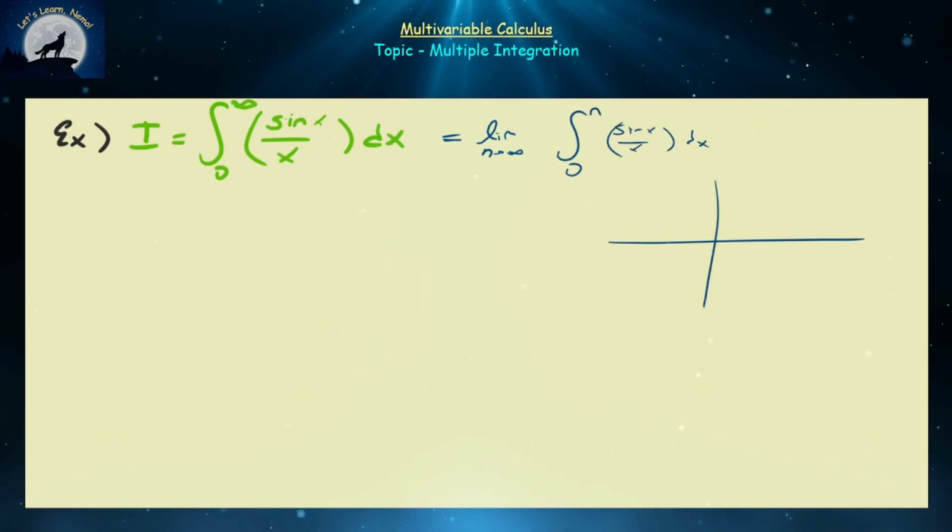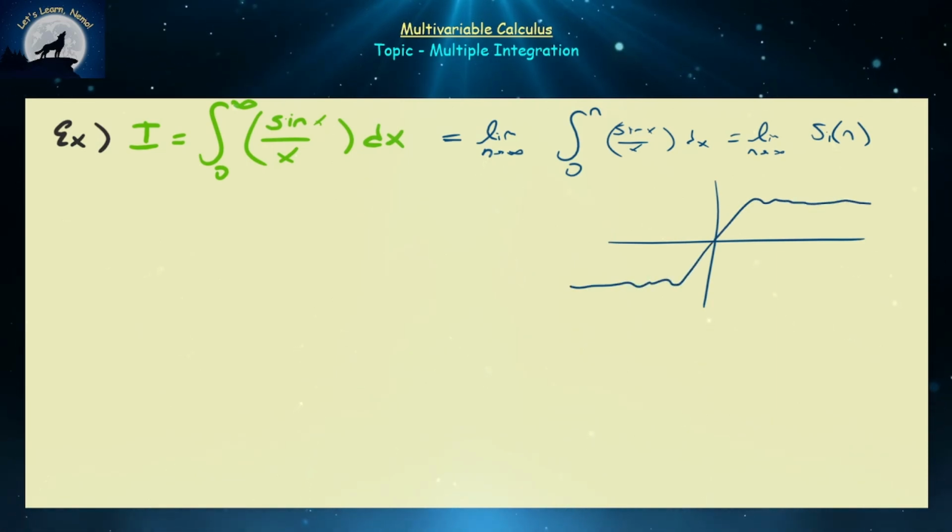And you might remember that this is just the limit as n goes to infinity of Si(n), which has a very interesting looking graph. It has a horizontal asymptote of pi over 2, or an asymptotic periodic asymptote, plus or minus pi over 2 on the left and right. So this integral is equal to pi over 2.